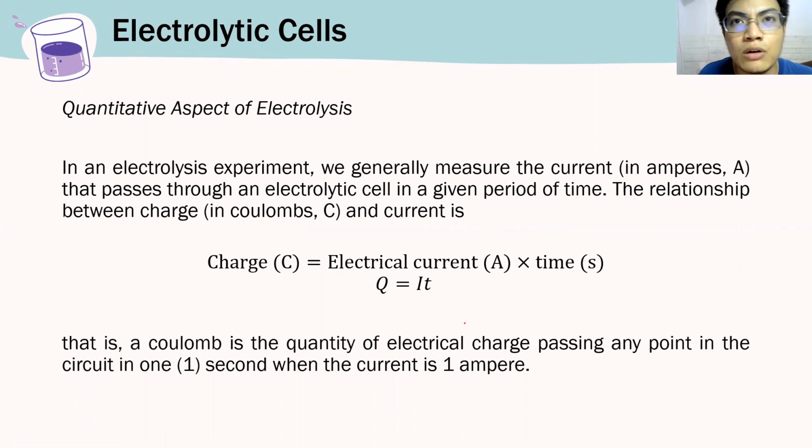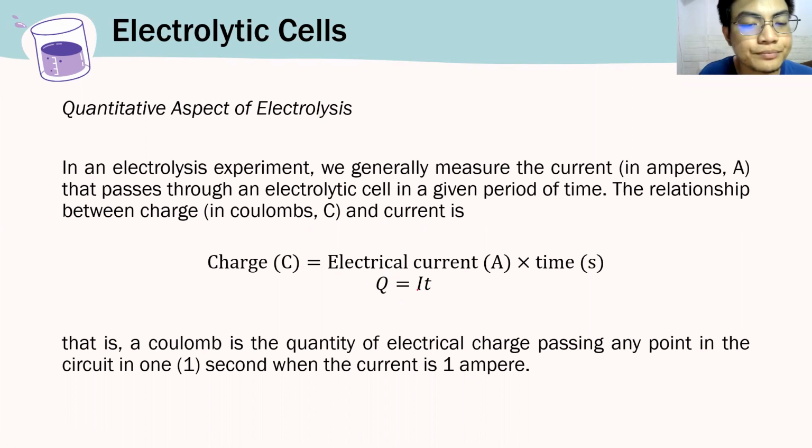So for you to know how much electricity passes through the water, you have to multiply the electrical current, which is in amperes, and the time at which the electrolysis takes place. The time here is in seconds, so if you have minutes, you have to convert it into seconds. By multiplying this, we will get the overall charge Q, and its unit is coulombs.